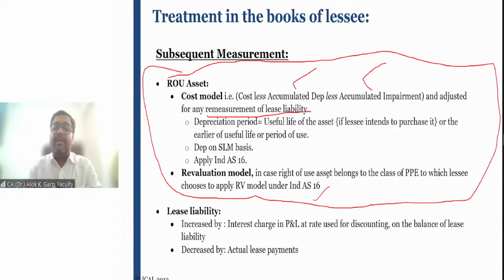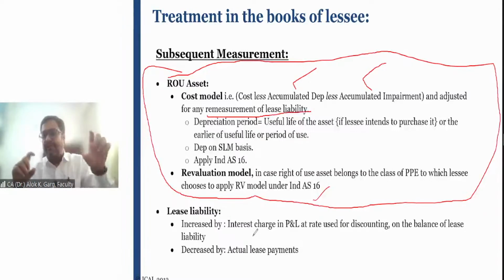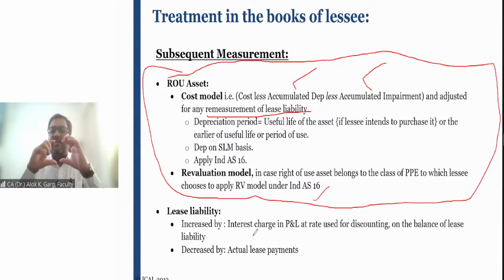What about lease liability? In case of a lease liability, as I told you, the lease liability will increase by finance cost, by interest cost, right? Because you have discounted, now you have to unwind the discount. The difference between the present value of the future lease payments and the total lease payments is nothing but a discounting factor, which is interest cost, right? And this lease liability is decreased by actual lease payments.